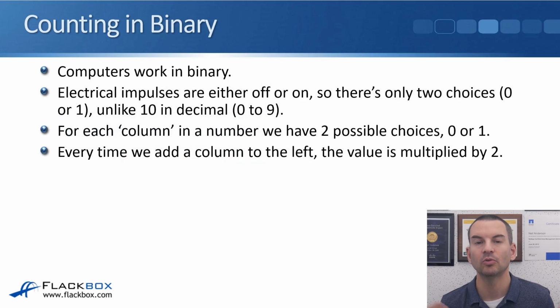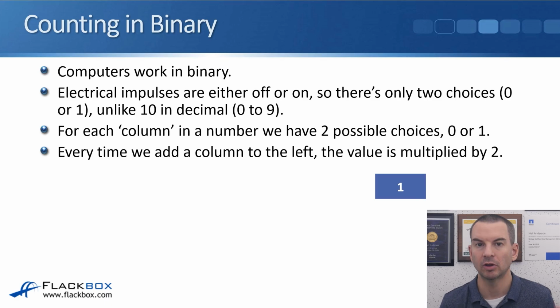Computers don't work in decimal, they work in binary. And electrical impulses are either off or on. So there's only 2 choices, a 0 or a 1, unlike the 10 choices that we have in decimal, which is 0 through to 9. And every time we write down a number in binary, for each column in the number, we've got 2 possible choices. That's a 0 or a 1, rather than the 0 through to 9 that we had in decimal. And every time we add a column to the left, the value is multiplied by 2, rather than multiplied by 10 as it is in decimal.